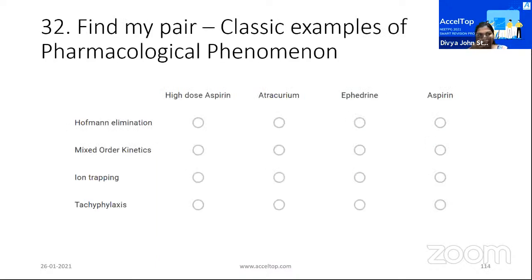Okay. Next is find my classic pair, classic examples of pharmacological phenomena. So this is one way we can test. So when we try to recall things, we can do this flashcard things, right? So Hoffman elimination, it is characteristic of atracurium. Okay. Elimination by spontaneous rearrangement without an enzymatic agency.